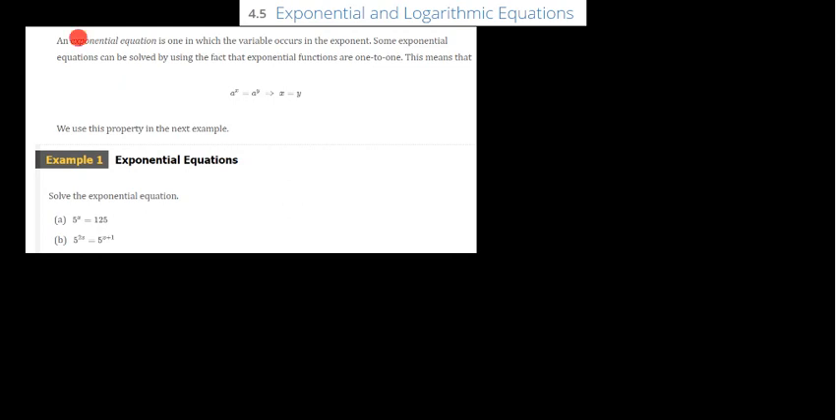Alright, nothing new. But anyways, an exponential equation is one in which the variable occurs in the exponent. Some exponential equations can be solved by using the fact that exponential functions are one-to-one. This means that if we have some a raised to the x power equal to a raised to the y power, so our bases are the same, then we know that the exponents are going to be equal to one another. We'll use this property in the next example.